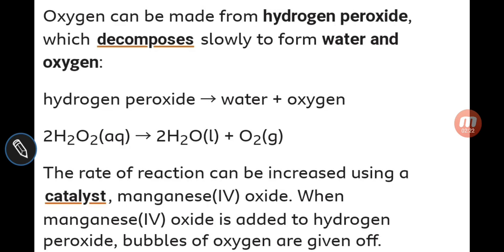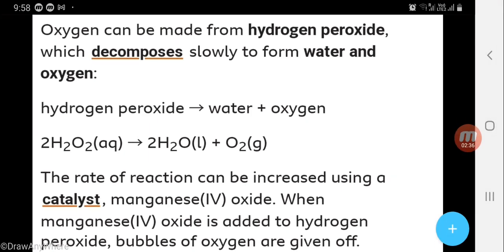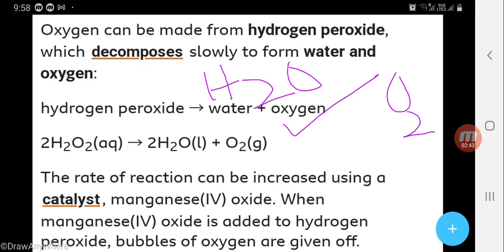Oxygen can be made from hydrogen peroxide, which decomposes slowly to form water and oxygen. You can see that hydrogen peroxide decomposes into water molecule and oxygen molecule, H2O and O2. In this reaction we are using manganese dioxide as a catalyst. The rate of reaction can be increased by using a catalyst, and the catalyst name is manganese oxide. When manganese oxide is added to hydrogen peroxide, bubbles of oxygen are given off.